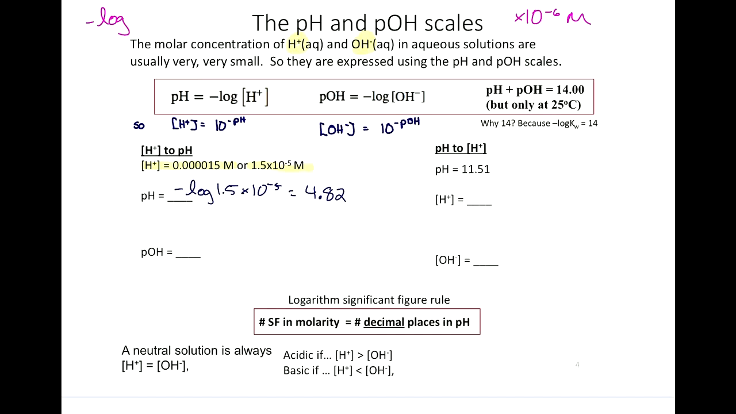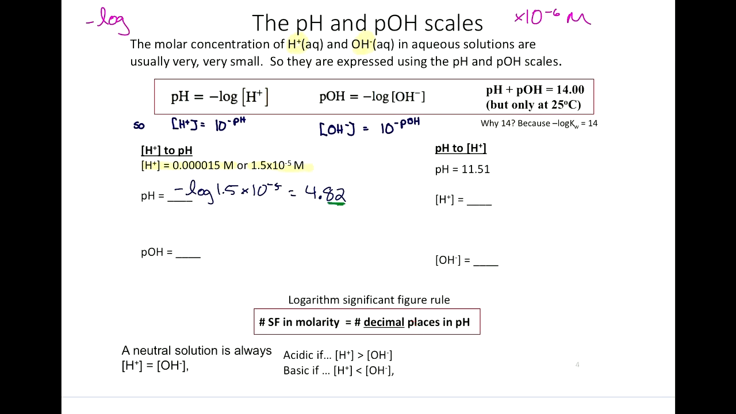2, yes. So we need our answer to have 2 significant figures as well, but there's a special rule with logarithms. The whole number in front of the decimal point does not contain any sig figs. This 4 is telling us the magnitude of the number. It's telling us how many place values I need to move my decimal place. So all the significant figure information actually comes after the decimal point. So the rule is squared down here: for logarithms, the number of sig figs in your molarity is the number of decimal places in your pH value.